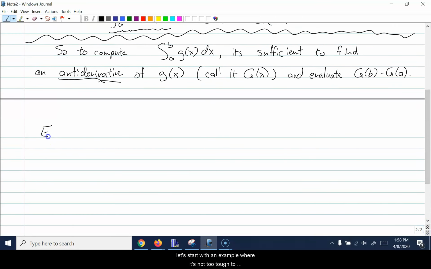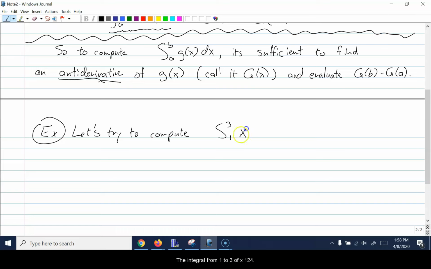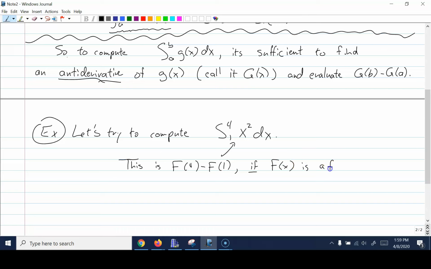Let's start with an example where it's not too tough to figure out an antiderivative. Let's try to compute the integral from 1 to 3 of x, let's make it 1 to 4, of x squared dx. This is going to be big F of 4 minus big F of 1, if big F is a function whose derivative is x squared. Can we figure out a function whose derivative is x squared?